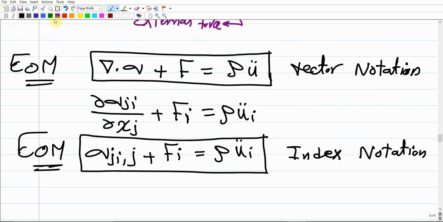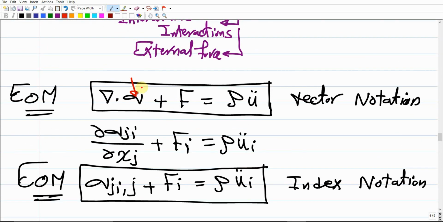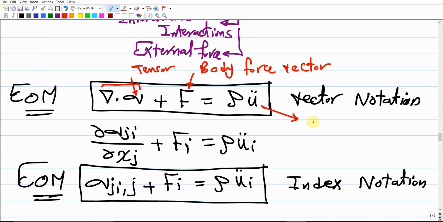Make sense? Remember that sigma is a second order tensor, but the multiplication nabla dot sigma, the divergence of a tensor, gives a vector. And this force is the body force vector. And this rho times u double dot is the inertia force term.